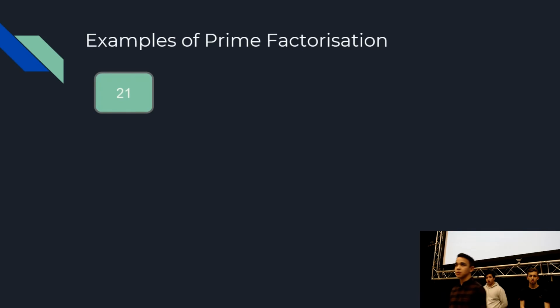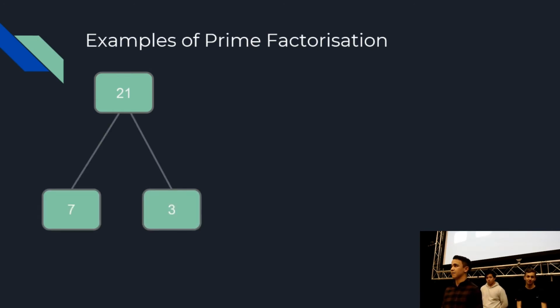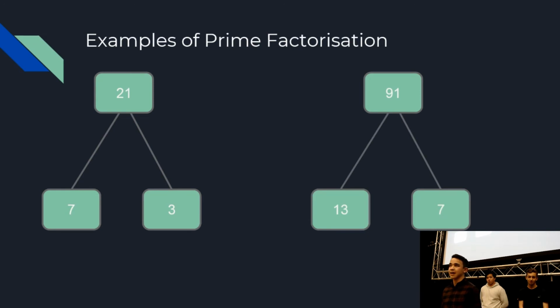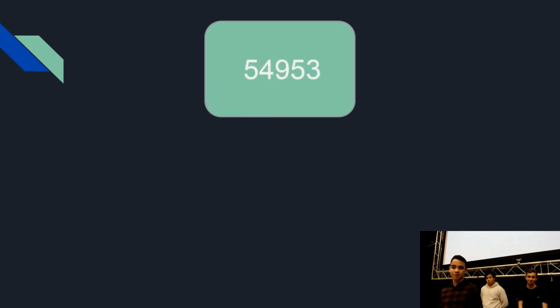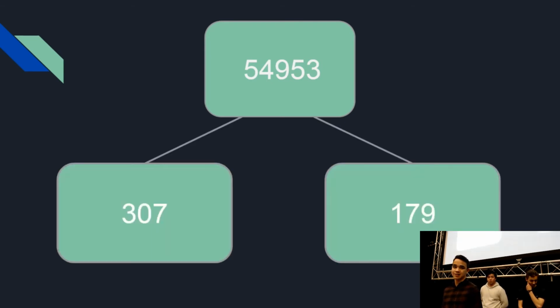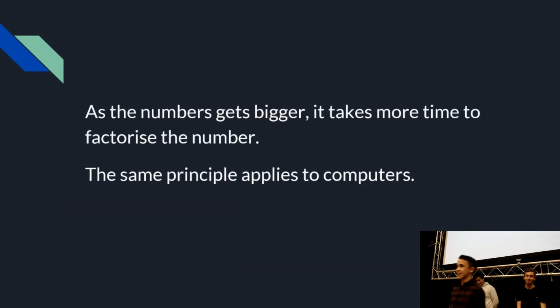So here are some examples of prime factorisation. In your head, no shouting out. What's the prime factorisation of 21? It's quite easy. It's just 3 and 7. You can do that in like 5 seconds. Now 91 is a bit harder, but after like 10 seconds, you can say, oh, it's 13 and 7. But then try 54,953. It's a bit hard, unless you really want to try it, but since I'm a math genius, I know it's 379. So as you can see, as the numbers get bigger, it takes more time to factorise them.